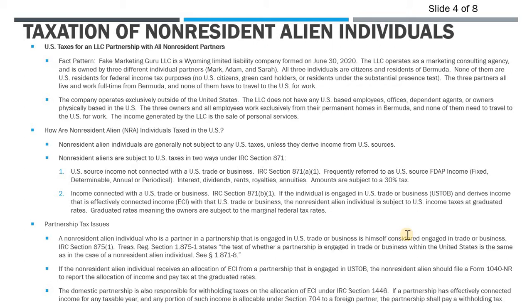So when we have a U.S. partnership, we have to assess, is the partnership engaged in a trade or business? If so, then the non-resident alien that's a partner is so engaged in that U.S. trade or business. Now, if a non-resident alien receives an allocation of ECI from that partnership, the ECI is U.S. source income, effectively connected with that trade or business. So the non-resident should be filing a 1040-NR, which is a non-resident individual income tax return, and they report their allocation of those earnings and pay tax at the graduated rates.